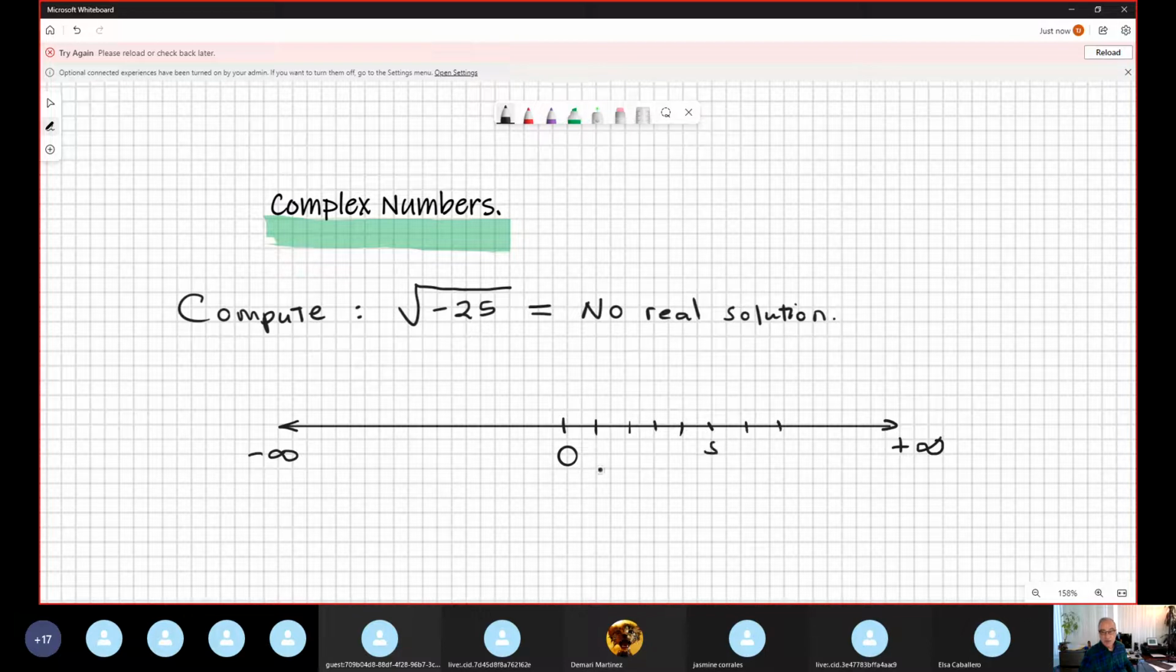6, 7. 5 is a good candidate to be a solution, and negative 5, because according to the definition of the square root of any number, I need to find one number that multiplied by itself gives me the number inside the radical. However, I fail, because 5 times 5 is positive 25, not negative 25. And negative 5 also fails because negative 5 times negative 5 is positive 25.